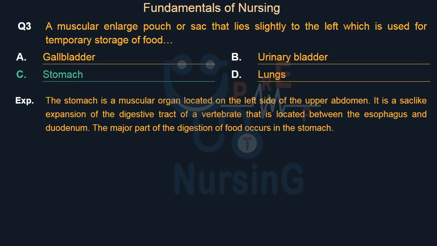The stomach is a muscular organ located on the left side of the upper abdomen. It is a sac-like expansion of the digestive tract of a vertebrate that is located between the esophagus and duodenum. The major part of the digestion of food occurs in the stomach.